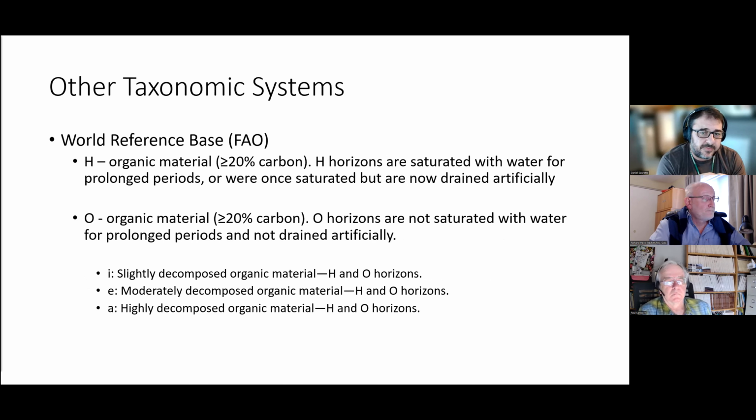If you look quickly at the World Reference Base, for organic materials you can use either H or O to characterize those horizons. Interestingly, the H in the World Reference Base is an organic horizon that is saturated with water for a prolonged period. And the O horizons are those that are not saturated for a prolonged period. And again, the same modifiers, I, E, and A, are used in the FAO system, and they can be used with either the H or the O horizons.